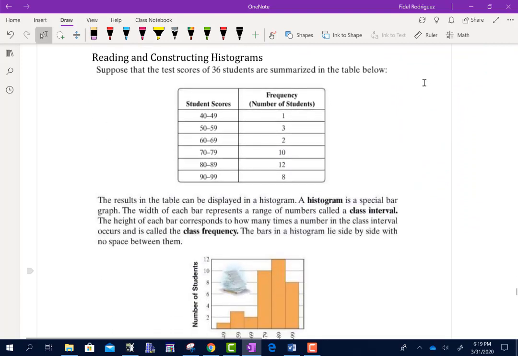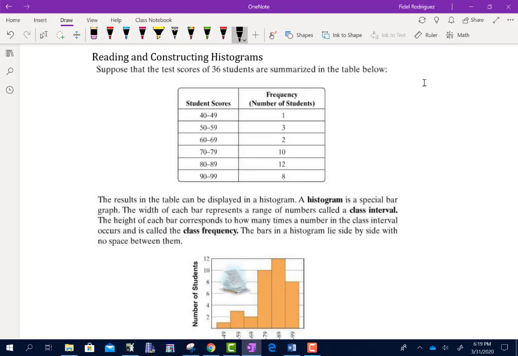All right. So, taking a look here, the next piece we have, guys, I'm hoping these problems are making sense. They should be relatively easy breezy. Okay, so it talks about reading and constructing histograms. It says, suppose that the test scores of 36 students are summarized in the table below. Okay, so let's take a look here.